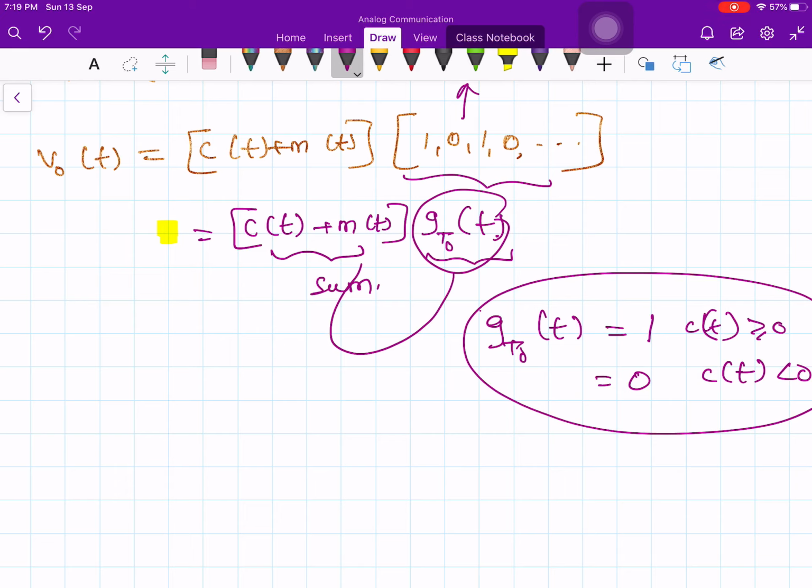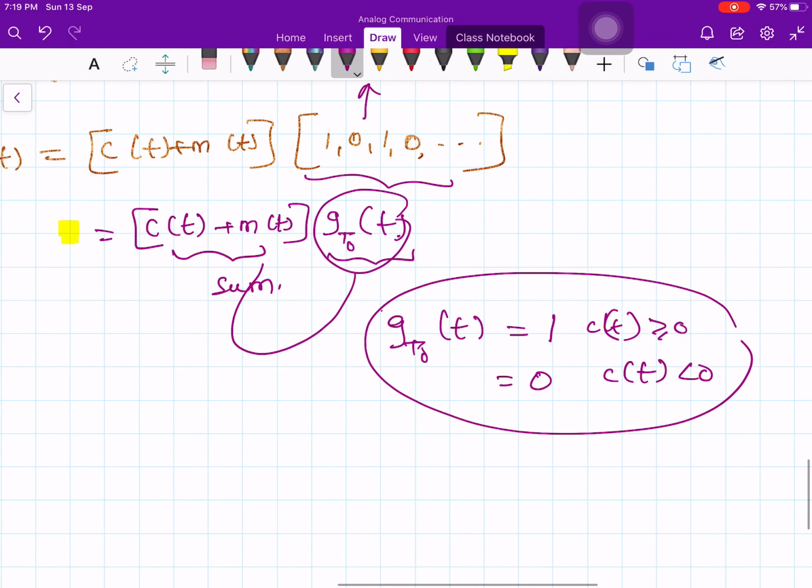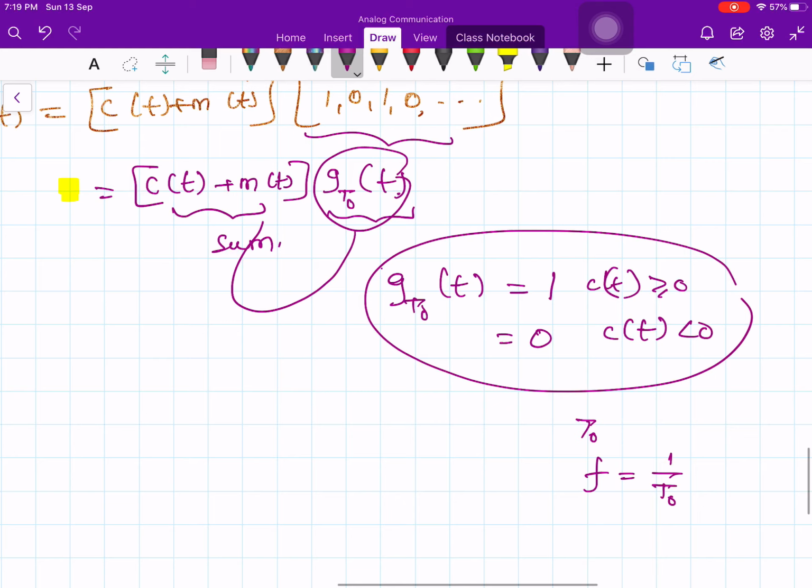Now as I said, this g_T0(t) is a periodic function, and what is the period? The period is T0. If the period is T0, then the frequency is 1 over T0. Let me denote this frequency by fc. It is my notation. In fact, you can put an f0 also, it does not matter. Let me choose fc.